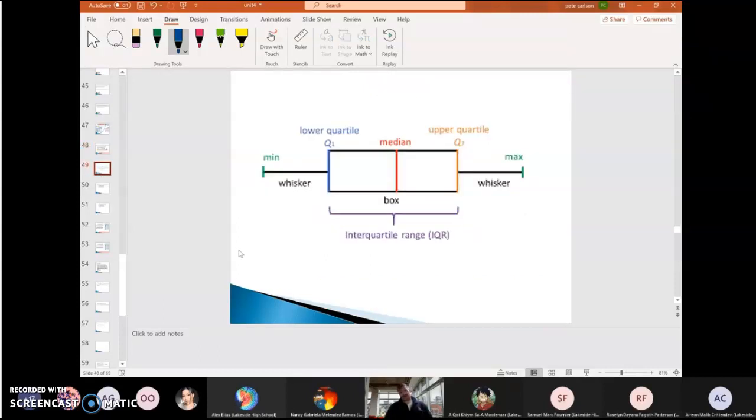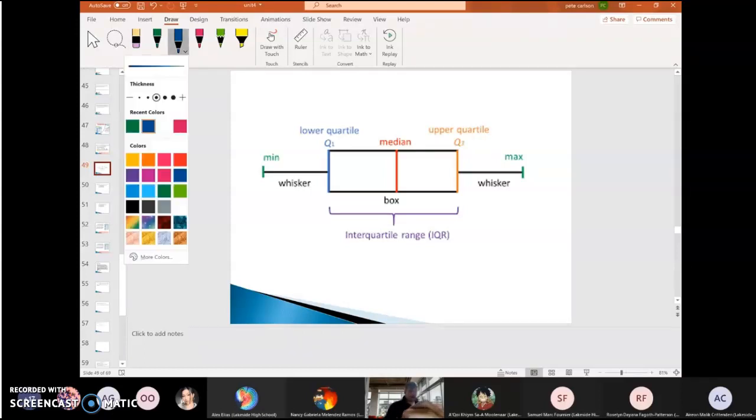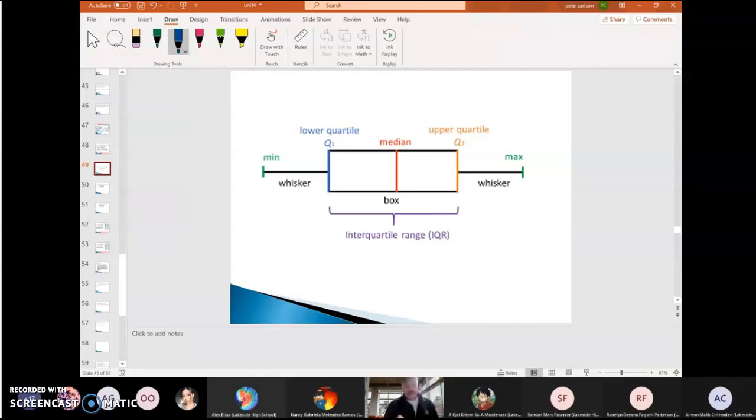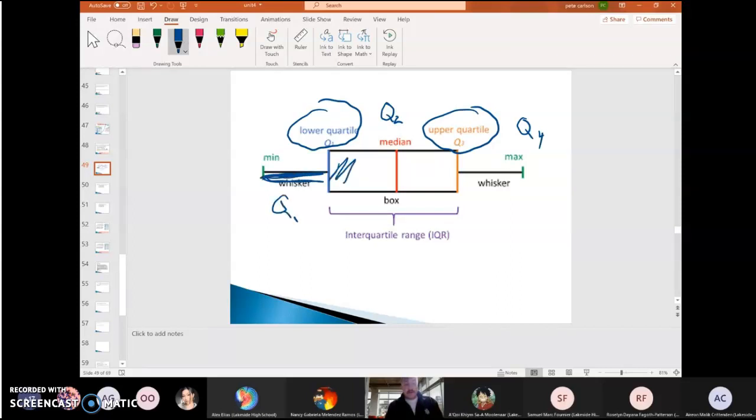So this is what a box plot looks like. Okay? Q1, the lower quartile, would be the left side of the box. Q3 is actually the right side of your box. The median is also known as your second quartile, and your maximum is your fourth quartile. So this would be Q1. This would be all the way to Q2, Q3, and Q4.